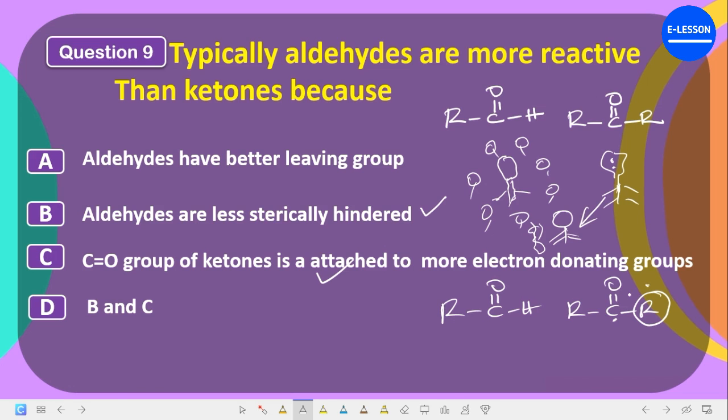So this group here donates more electrons to this carbon here, and because of that donation, this carbonyl group becomes more stable. And when it is more stable, what happens to it? It doesn't easily react. So that is one of the reasons why the aldehydes are more reactive. For this particular case, it can easily react. So the correct answer is option D, which is B and C. So let's look at the next question.